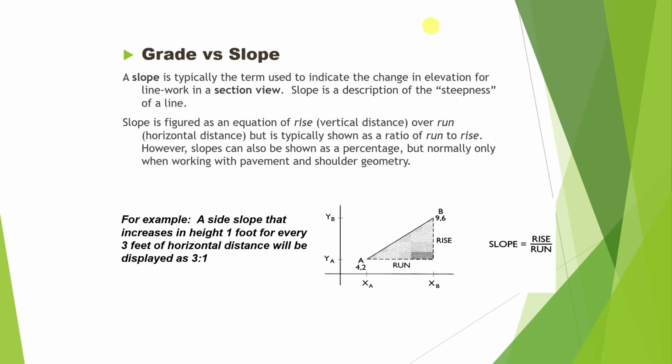However, slopes can be shown as percentages, but normally only when working with pavement and shoulder geometry. So example here, you see a side slope that increases in height 1 foot for every 3 foot of horizontal distance will be displayed as 3 to 1. Okay, so that's what you're going to see on your slopes.